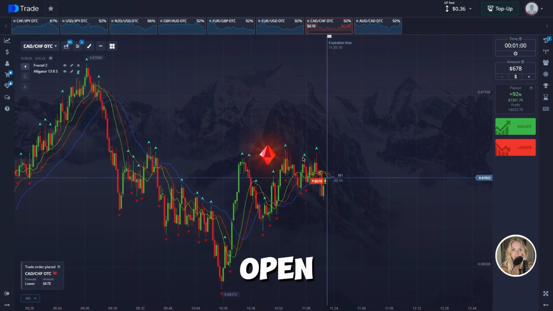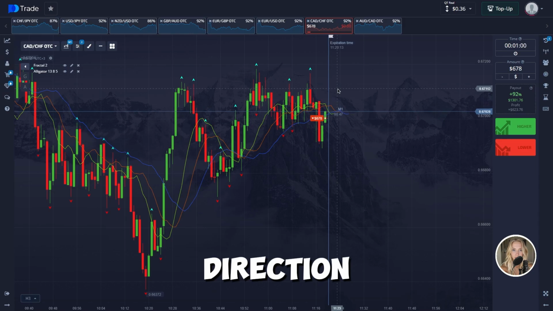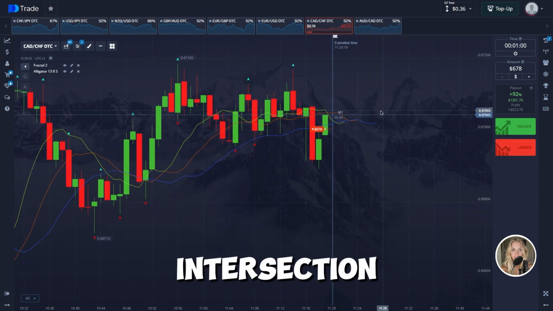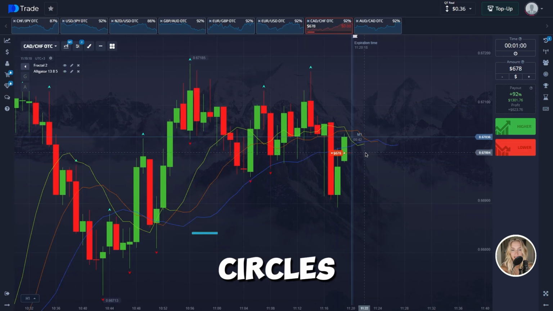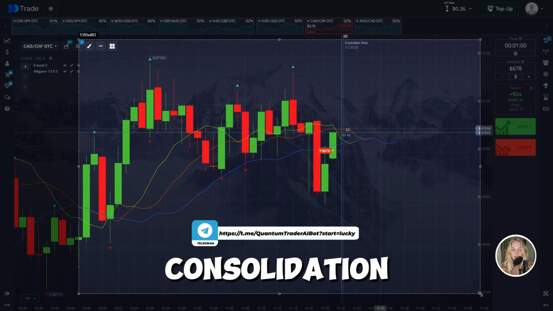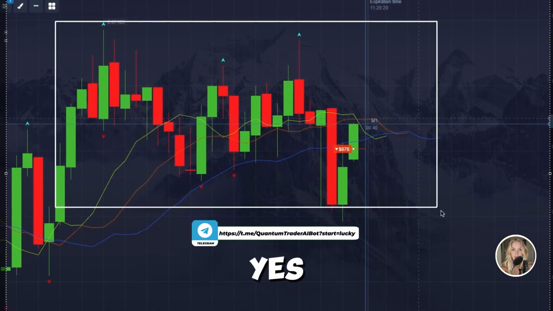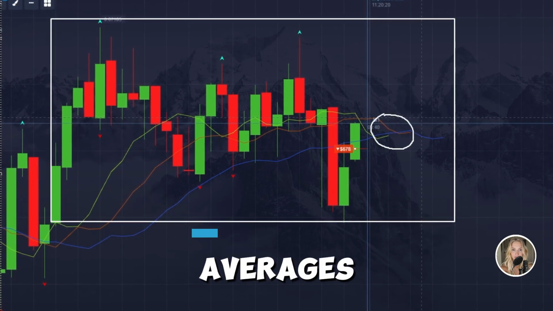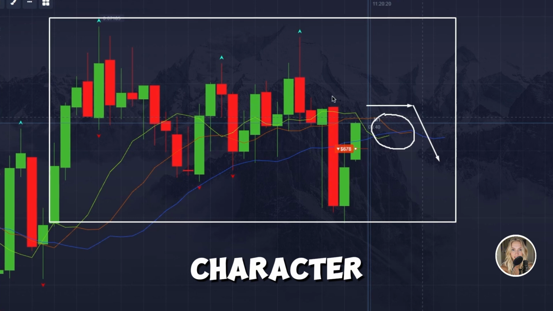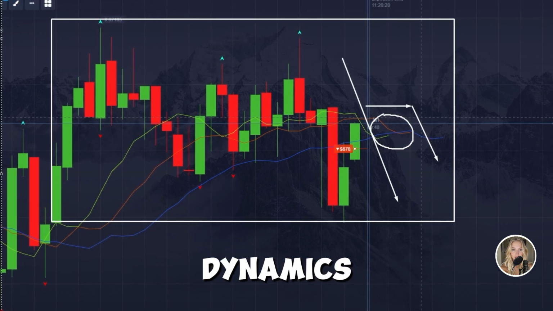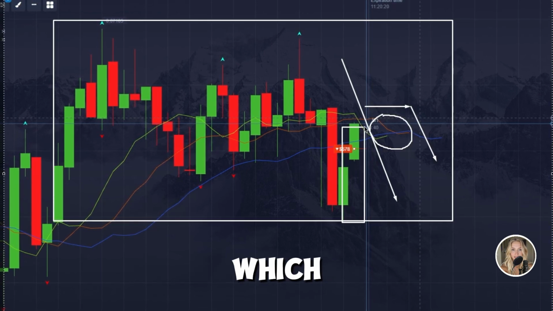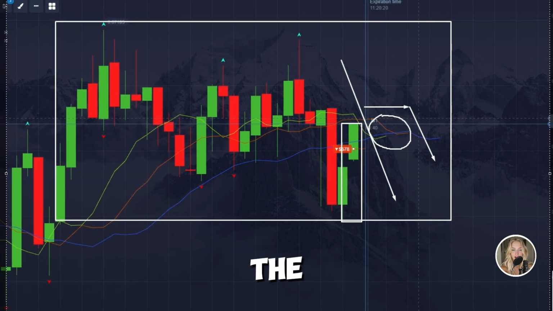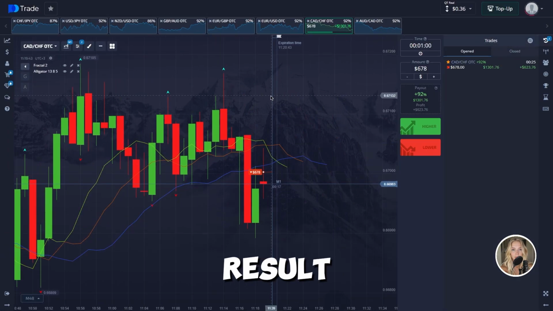And here, let's open a downward trade in the direction of the trend. Now we have an intersection of the moving averages of our alligator, circles of the classical area. The consolidation area is gathering. Yes, our price dynamics are standing still. Here we see the intersection of our moving averages, showing us a downward character. Then we see a pullback of the dynamics, after which we open the deal again in the direction of the trend. Let's look at the result of this transaction.